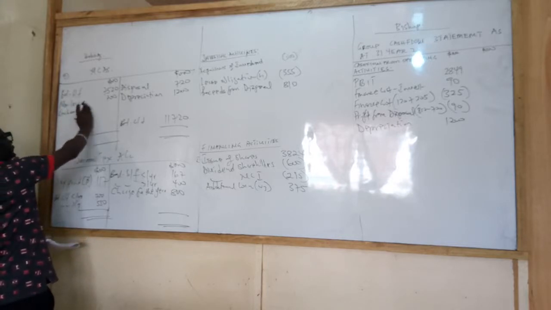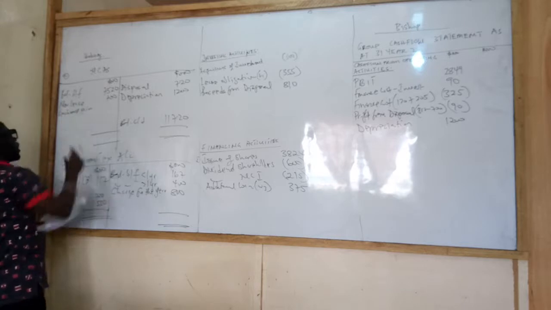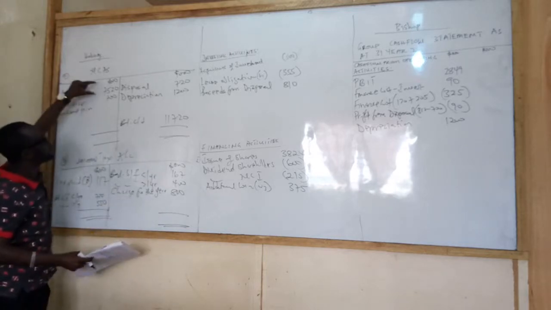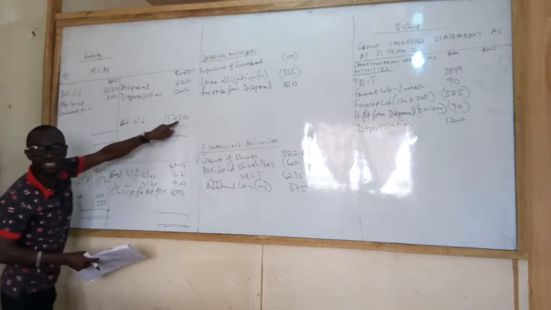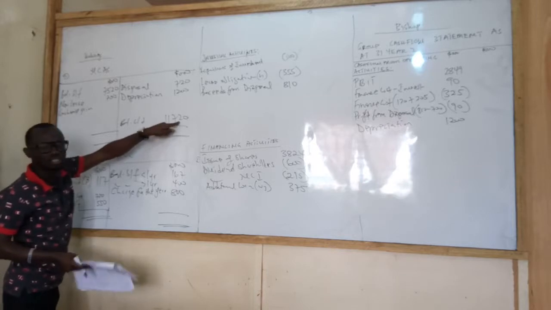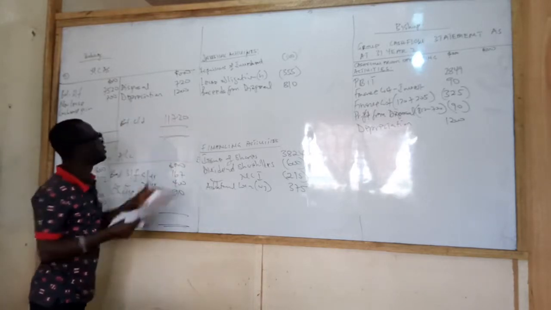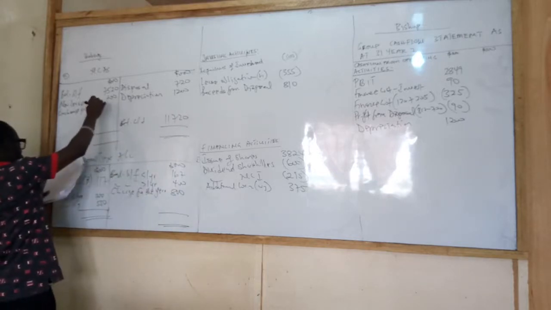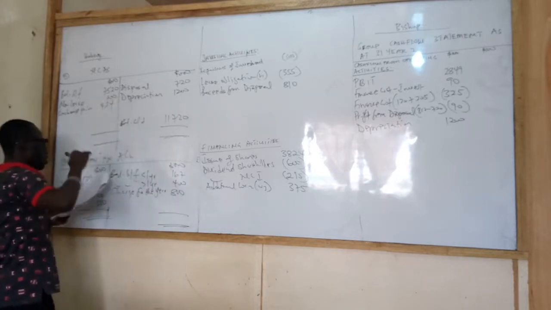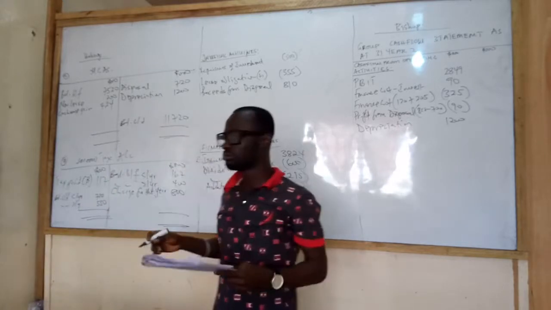Why do we bring it here? Because this exchange gain was added to the opening balance, which gave us this closing balance. So if it was an exchange loss, I would have subtracted it. And that is 424. What else?